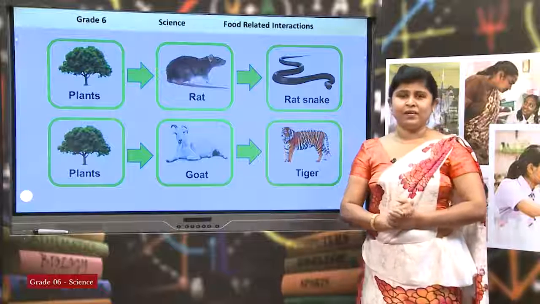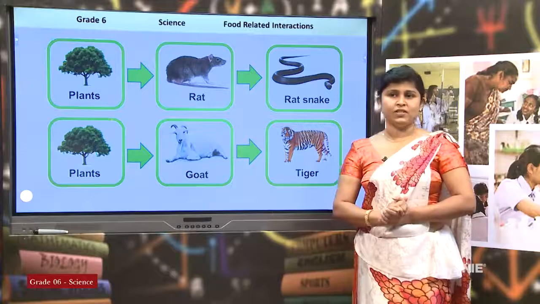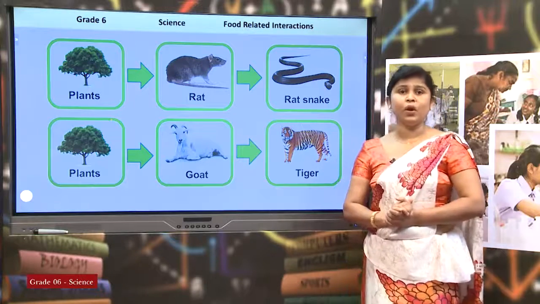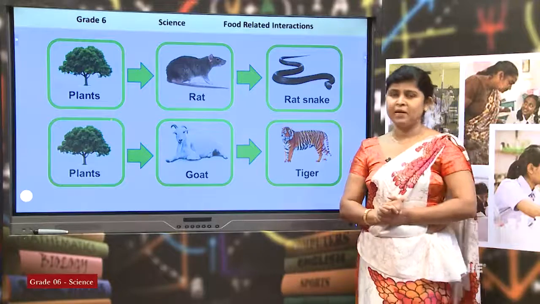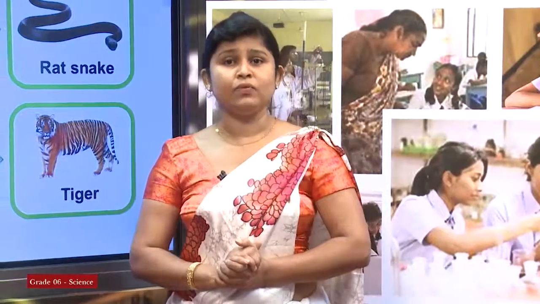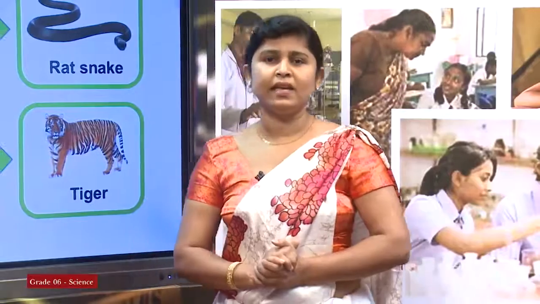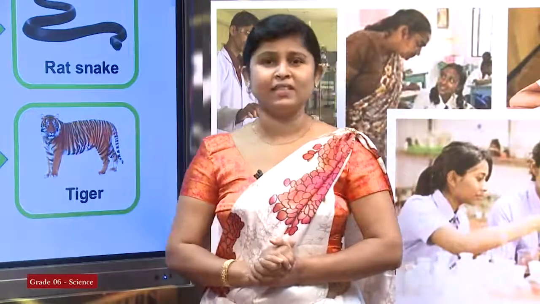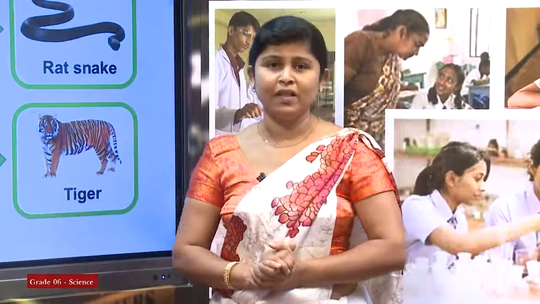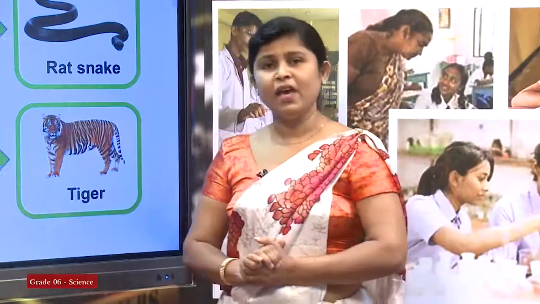Okay, my dear children, by looking at those connections, you can understand that there is a strong connection between plants and animals. These connections are showing the relationship among the living things for food. It looks like a chain. A chain for what? A chain for food. So we call these connections food chains. How do we call them? Food chains. Now I have given you 5 food chains here.